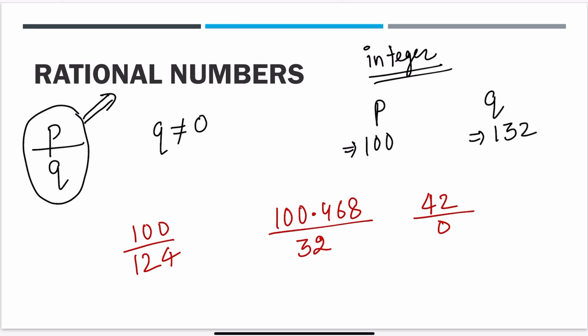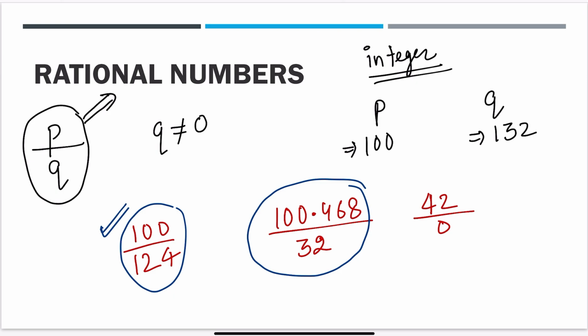The first is a rational number, yes, because one integer is divided by a second integer. For the second, which condition does it not fulfill? The numerator is a non-integer getting divided by an integer, so this is not a rational number. Third, there are two integers, 42 is an integer, 0 is an integer, but always remember, it cannot get divided by 0. So it is not a rational number.